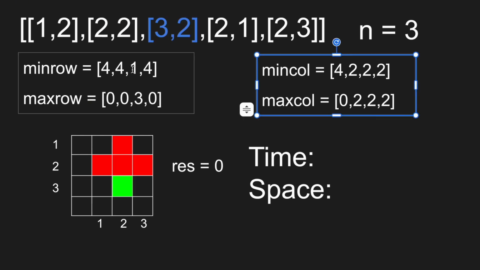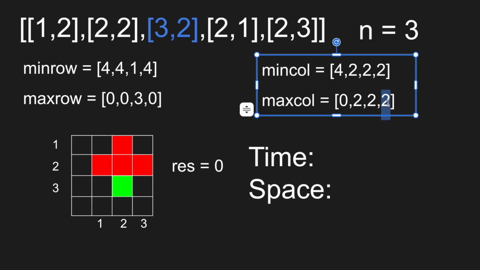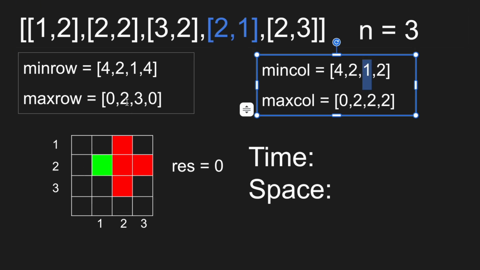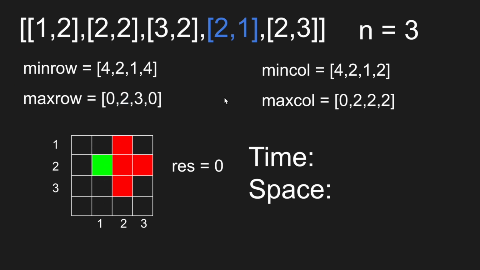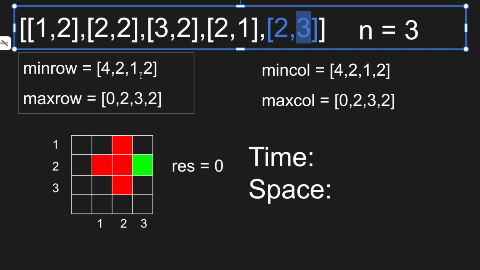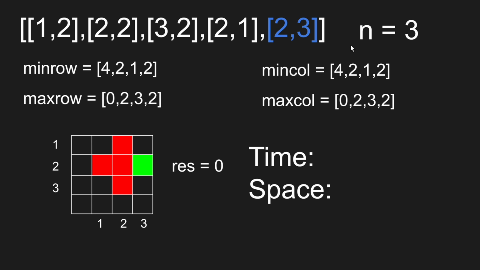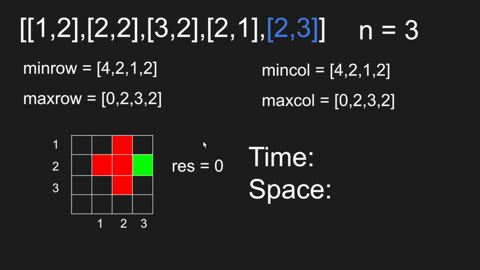Now at column 2, the maximum row is now 3 and the minimum row is still 1. And at row 3, the minimum column and maximum column now is 2. Move on to the next one. We will update the minimum column to 1 at row 2, and we will update the maximum row at column 1 to 2. Now move on to the last one, 2 and 3. If we look at column 3, we will update the min row and max row to both 2. And if we look at row 2, the max column is now 3 and the minimum column is still 1 at row 2. So now we have looked through all the buildings.